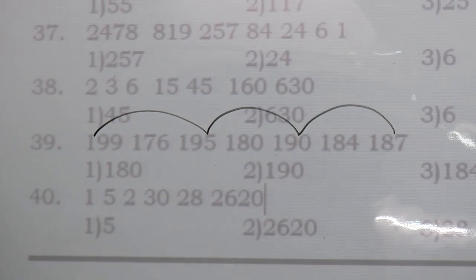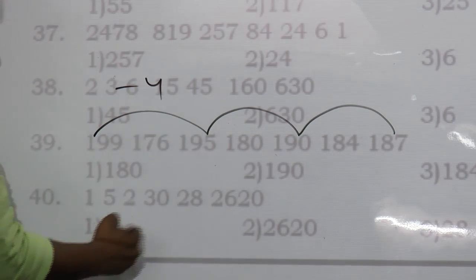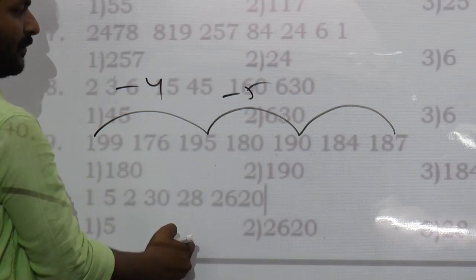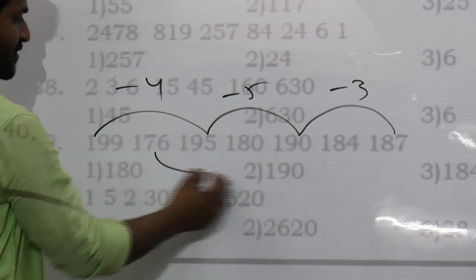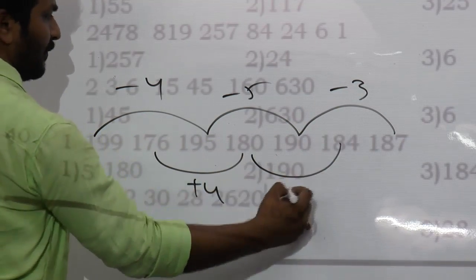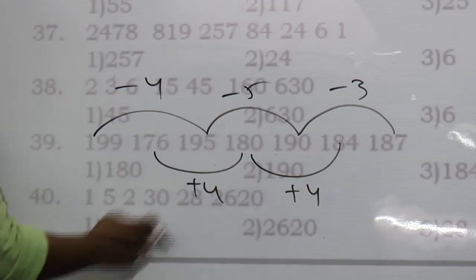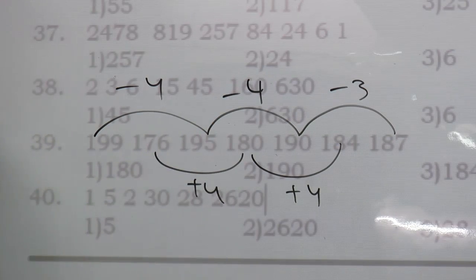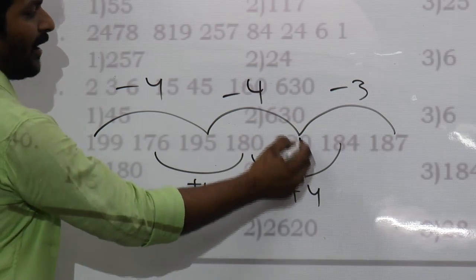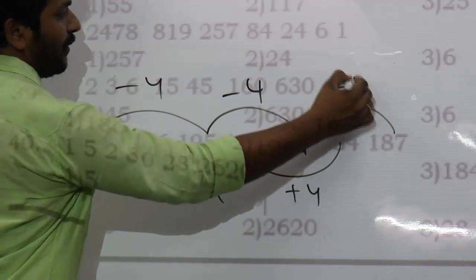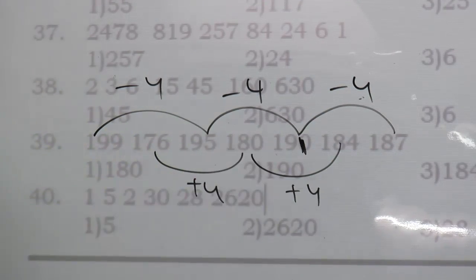Yeah? Minus 4, minus 5, minus 3, plus 4, plus 4. It should be minus 4, minus 4, minus 4, plus 4, plus 4. If you are expecting minus 4 here, that should be 191. Minus 4, 187. Yes, 191. In place of 190, you should have 191 into 2.